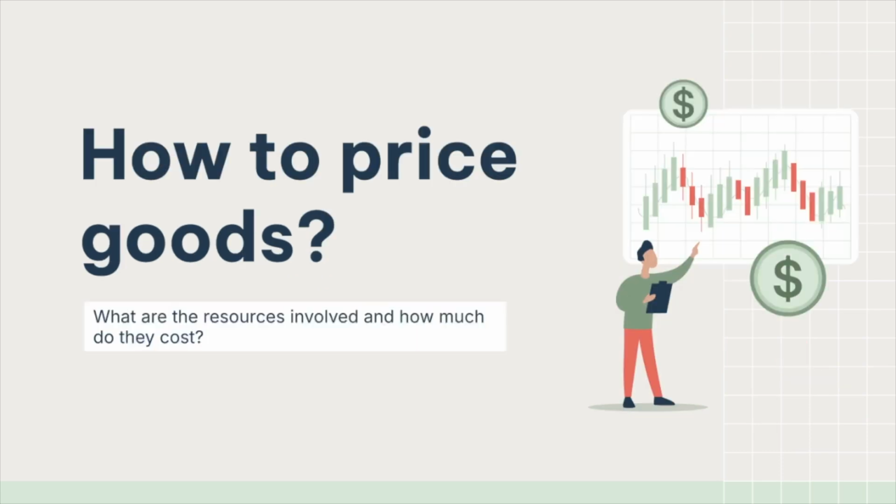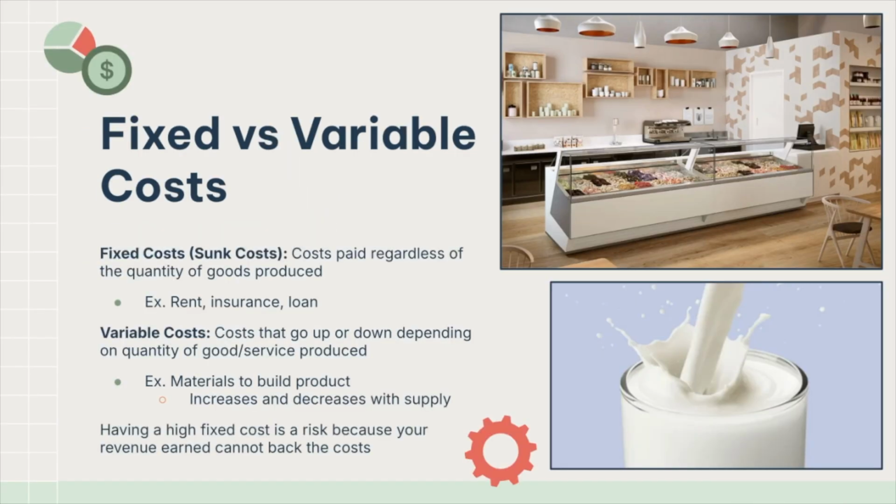Next, we're going to talk about the cost of business, where I'm going to hand it back over to Guhan. So the first concept is how to price goods and what the resources are, and this is dependent on the resources involved and how much they cost. Looking at the cost, there are two main costs, the fixed cost and the variable cost. The fixed cost, also known as sunk cost, are costs paid regardless of the quantity of goods produced.